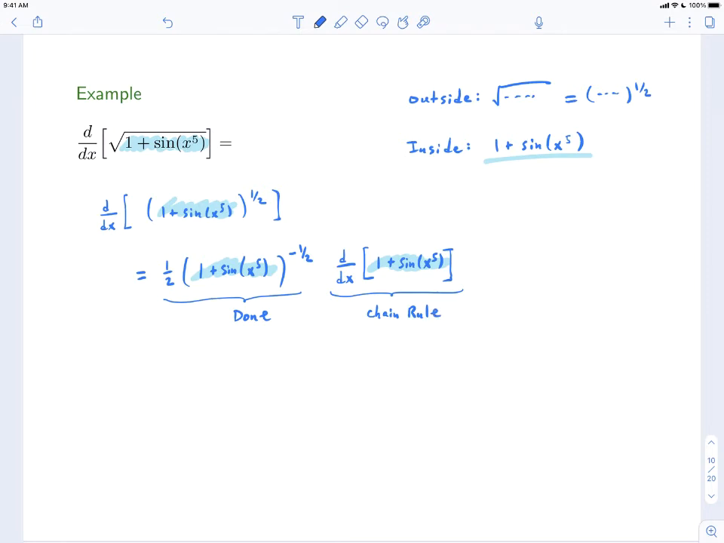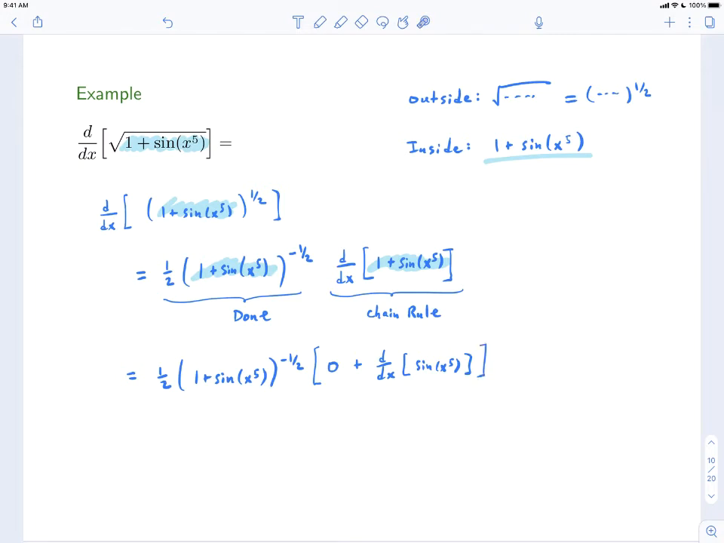Well, we can first differentiate it term by term. So this is 1/2 times (1 plus sine x to the 5) to the minus 1/2. We just leave that as it is, and now we're looking at the derivative of 1, which is 0, plus the derivative with respect to x of sine of x to the 5.